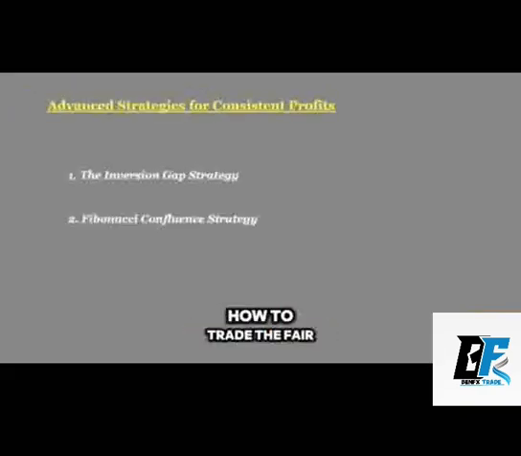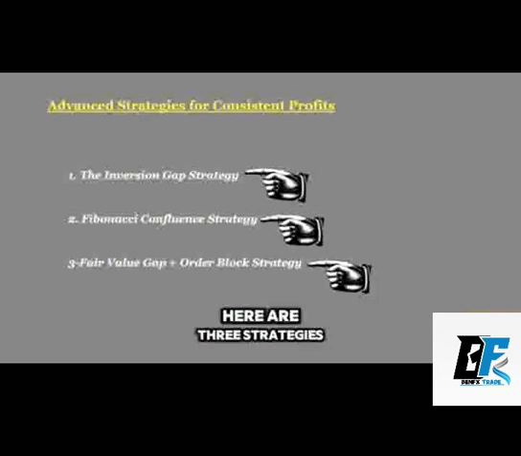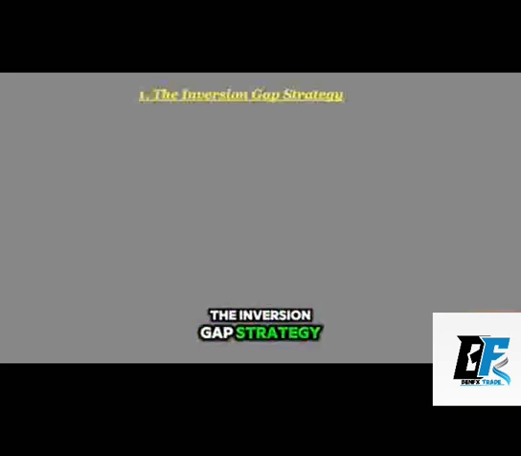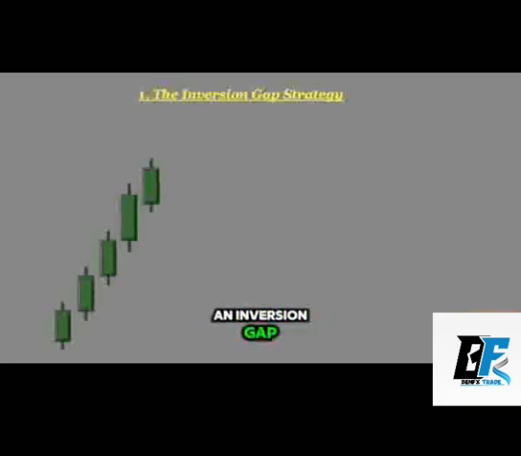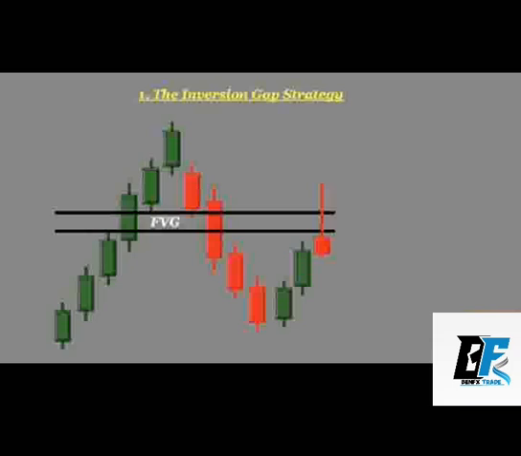Now that you've learned how to trade the fair value gap, as it's known among smart money traders, here are 3 strategies that I use to boost my profitability using fair value gaps. The inversion gap strategy. An inversion gap occurs when price has broken through a fair value gap, but that same gap can still act as a reversal level on its next retest.